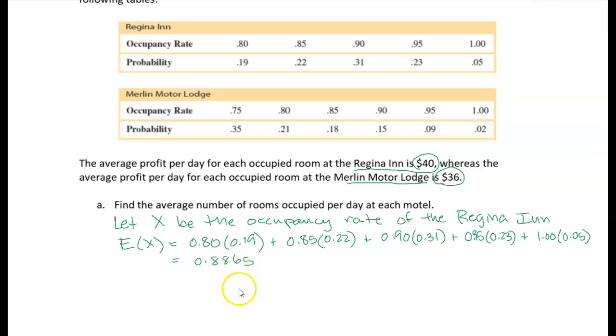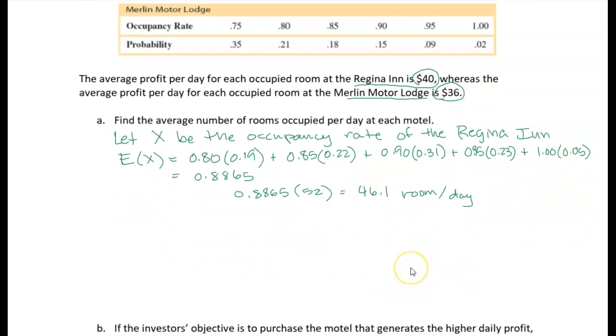Now there are 52 rooms, right? So that tells us that 0.8865, which is 88.65%, times 52 gives us 46.1 rooms per day. So that's the average occupancy for the Regina Inn: 46.1 rooms are occupied at any given time on average, rooms per day.